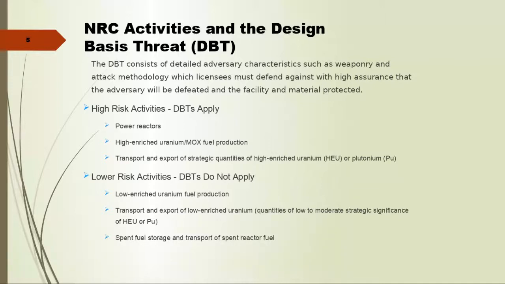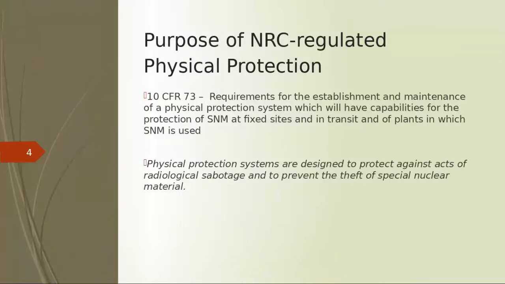So there's a lot of, a second, I think I skipped a slide there. Okay. Purpose of NRC regulated physical protection. So essentially NRC looks at the requirements in 10 CFR 73. So it's a very narrow part of the Code of Federal Regulations. And they're established for the maintained physical protection systems, and the focus is on protecting the public health and safety, the environment, and the common defense and security.